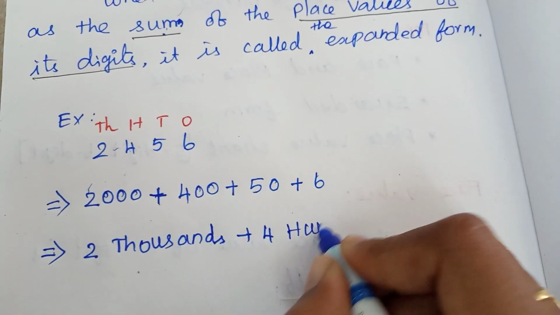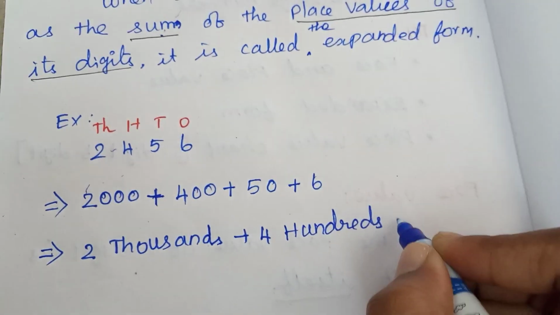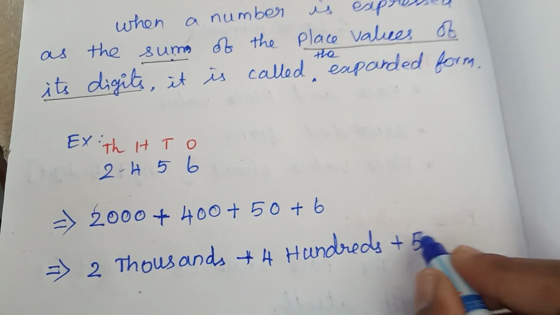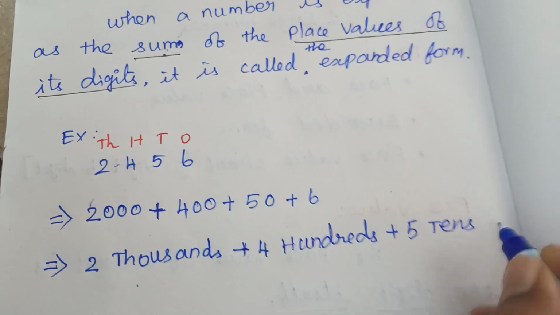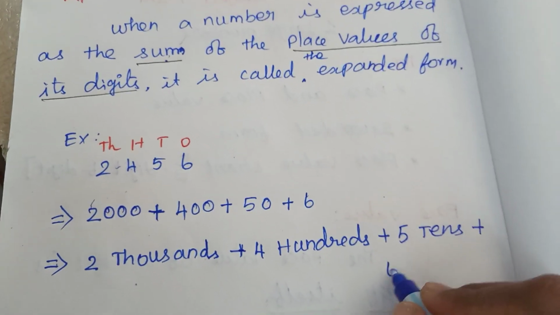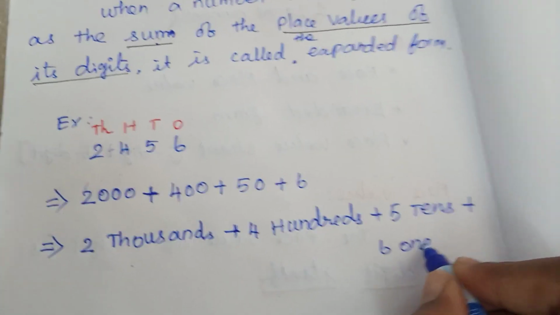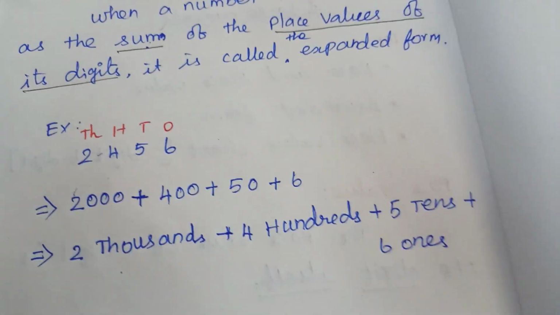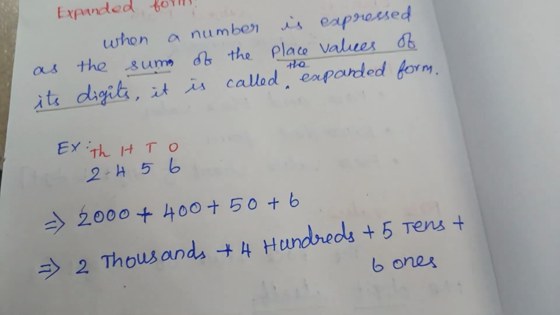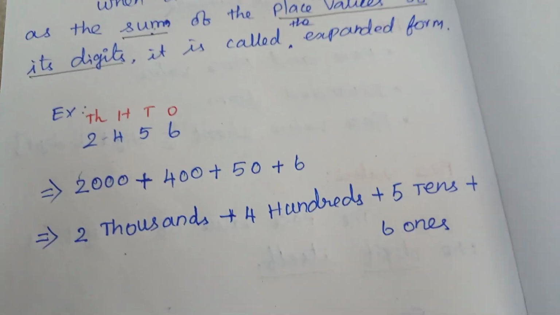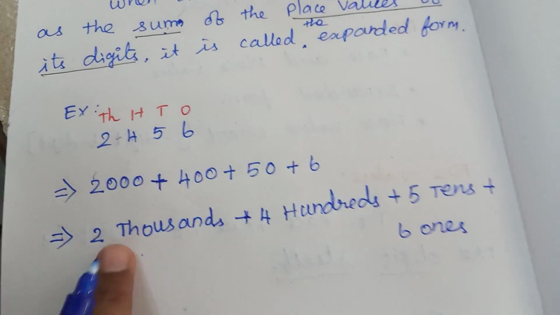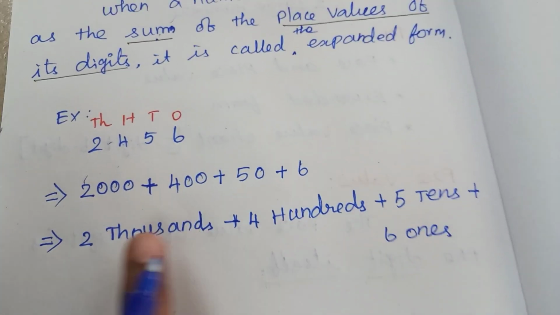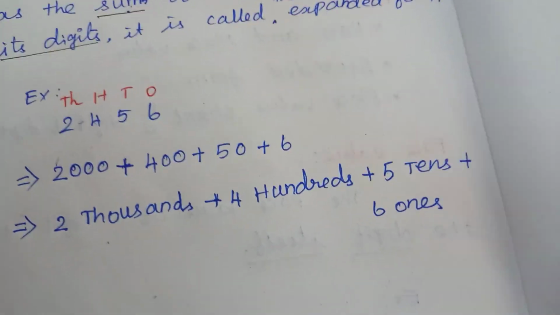Plus again 4. 4 in which place? Hundreds. Next plus 5. 5 in which place? Tens. Last one 6. 6 in which place? Ones. Okay, so these are the two ways to express the expanded form. Which is easy for you, that you have to follow. If you follow the second method, you must know the spelling of all the places. Okay, don't make spelling mistakes.